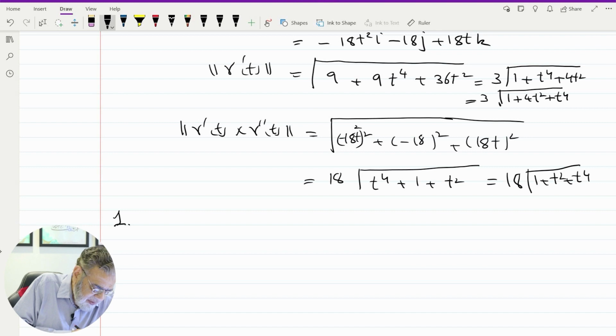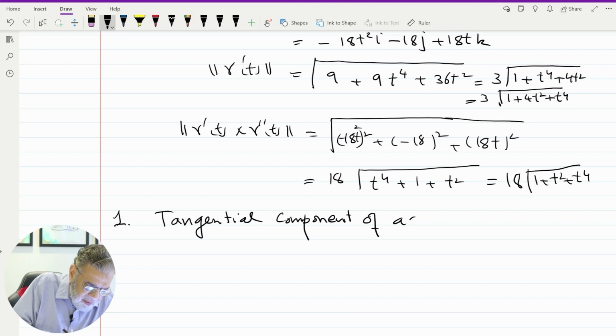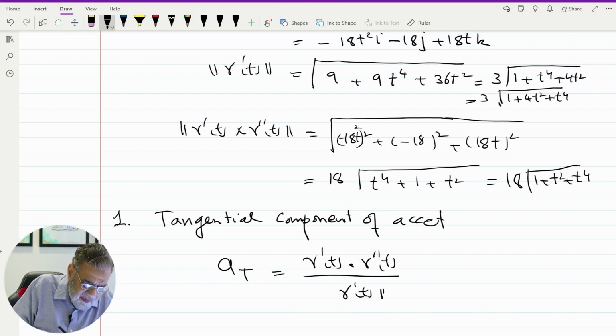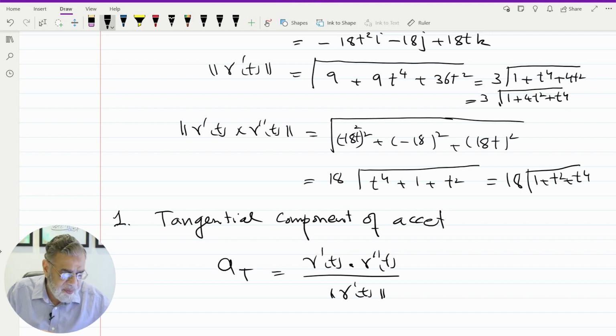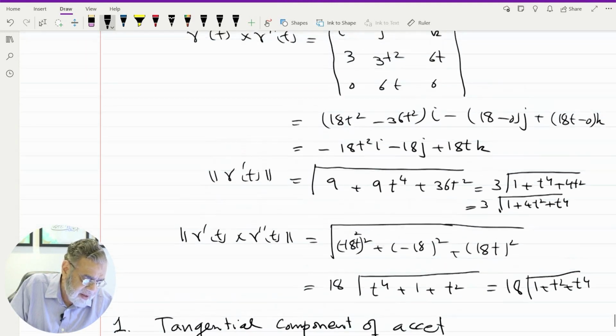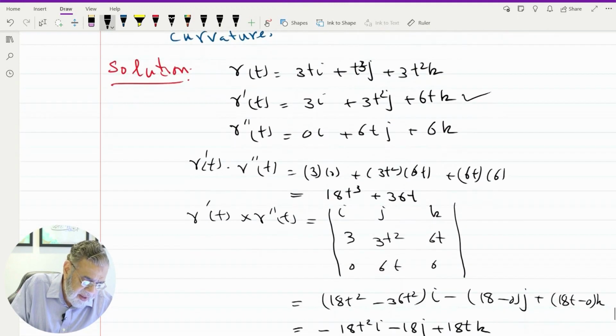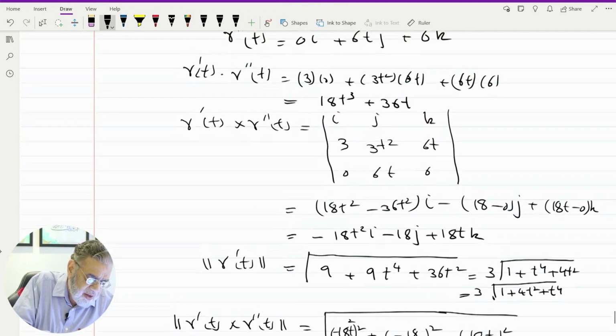Number one, we want to find the tangential component of acceleration, and that's my a of t. We can write here this a of t is equal to r dash of t dot r double dash of t over the magnitude of r dash of t. I've just calculated all the values and put the formula. We have r dash into r double dash, and the dot product is equal to 18t cube minus 36t squared. This is my result here.